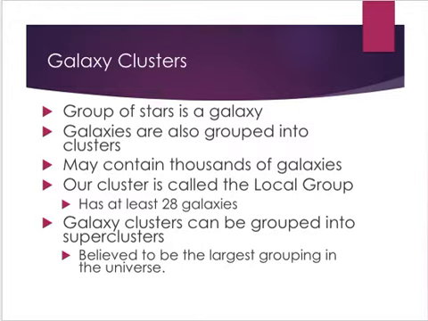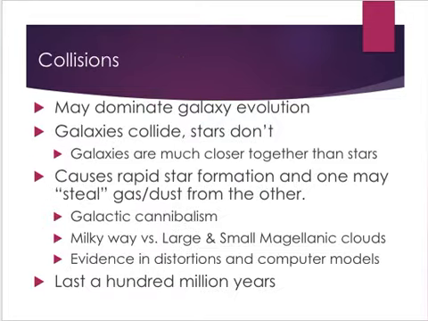And so what's really cool is when we start to look at galaxies and galaxy clusters, we find things like collisions happen. So how do we get those different kinds of galaxies? And so galaxy collisions is how we think we got those three different shapes. But the thing to remember is galaxies collide, but stars don't. Stars within their galaxies are spaced really far apart.